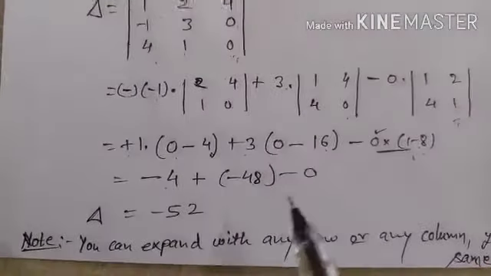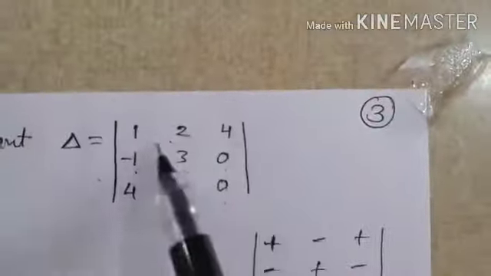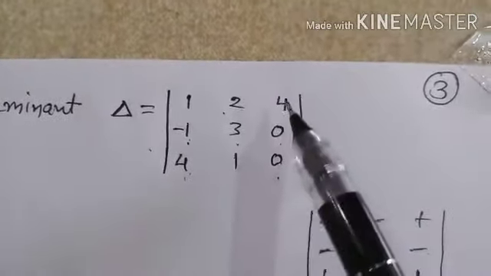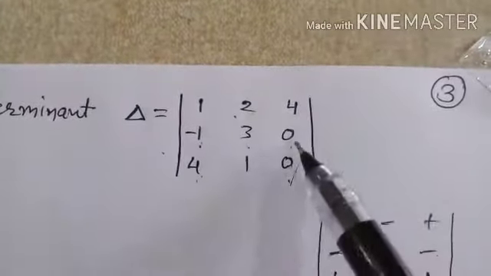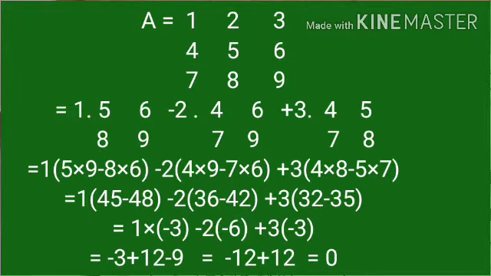So once again you will get the same value whether you expand along R1, R2, R3, C1, C2 or C3. But I suggest, in any column or any row, if there are a maximum number of zeros, then you can expand along that column or that row. Suppose in this case, in the third column there are maximum zeros, so you can expand along the third column. Let's see one more example.